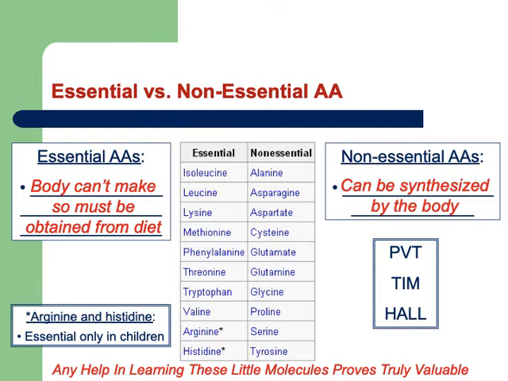One way to remember the essential and non-essential amino acids is by using acronyms or mnemonics. One that I like to use is "Any help in learning these little molecules proves truly valuable." The capitals of each word indicate the amino acid. So A for any would mean arginine. H for help would mean histidine. I for in would mean isoleucine. L for learning is lysine or leucine, and so on. So this is one way that you can help yourself remember the essential.